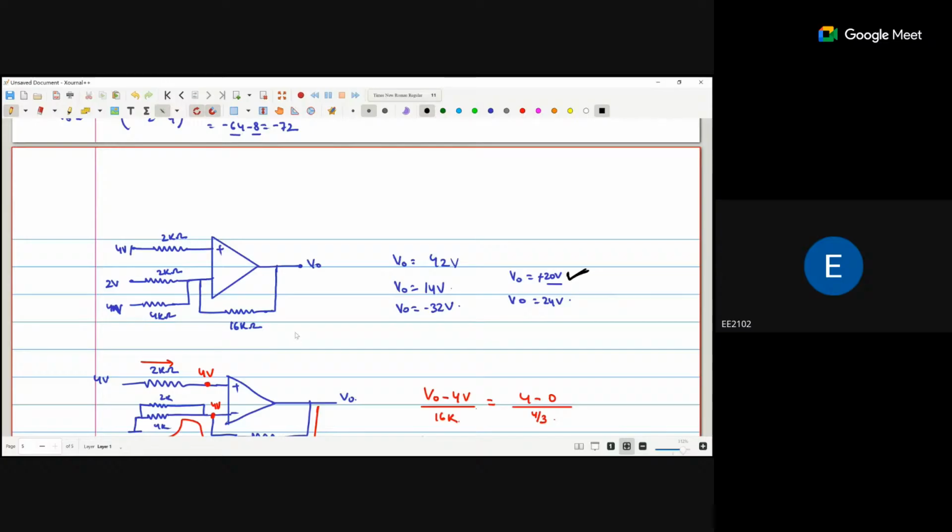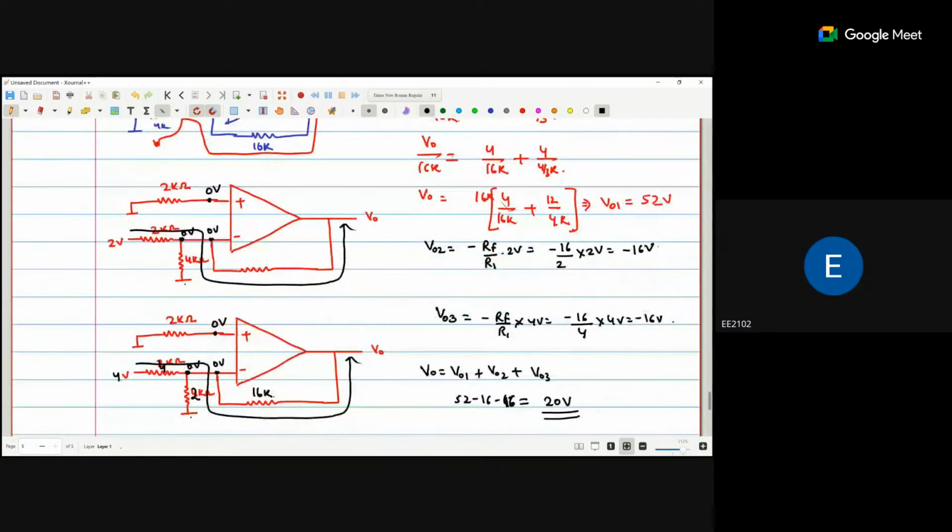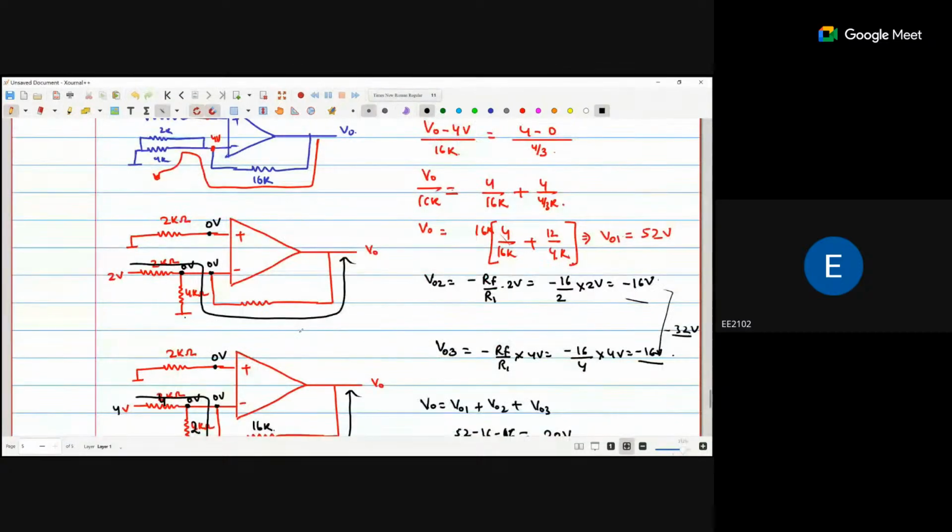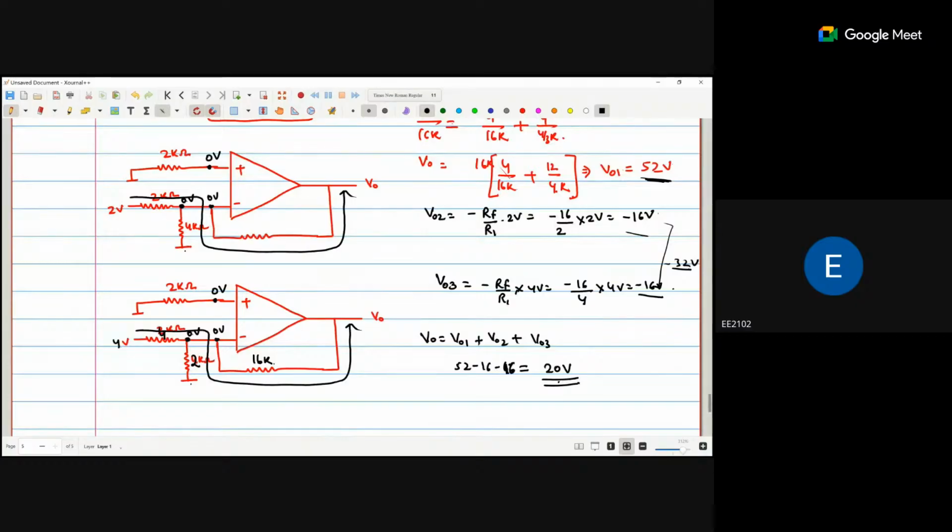This is a combination of adder as well as the difference circuit. Adder is what? These two voltages will be added. They are negative, but these two voltages will be added up. Minus 16 and minus 16 we have added. That's why it is minus 32. And that minus 32 and this one, again add up, so we are getting 20 volts. Or we can say the 52 will be subtracted by 32 volts.